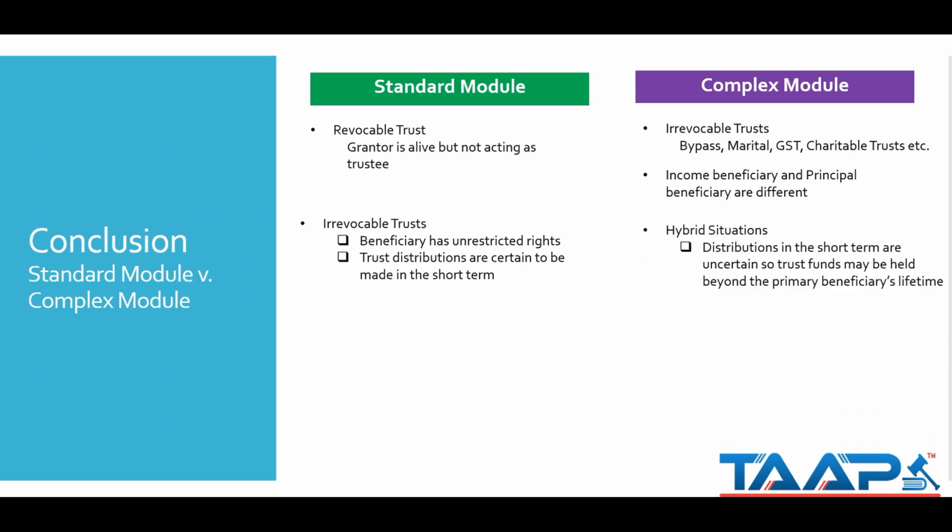Then you have your hybrid situation where the distributions in the short term are uncertain because that beneficiary has certain restrictions, certain conditions that could result in the trust funds being held beyond their lifetime. In that situation, you need to make a judgment call as to which module you want to use, remembering that between accounting periods, you can switch between the standard module and the complex module pretty easily.